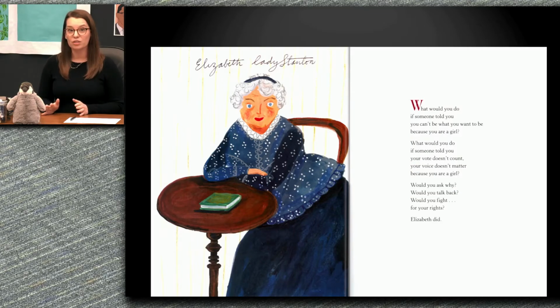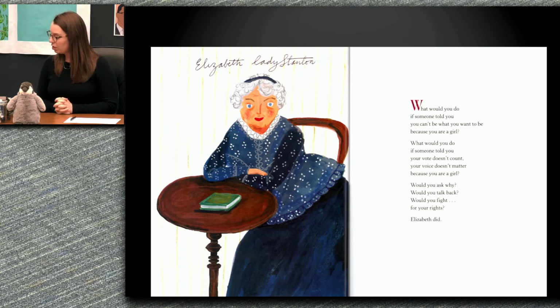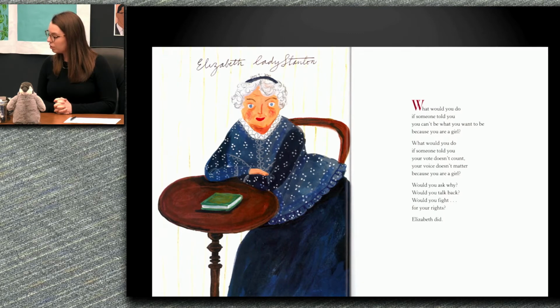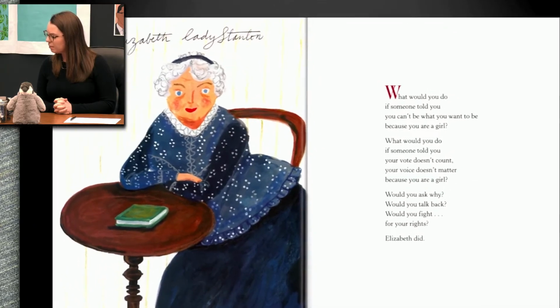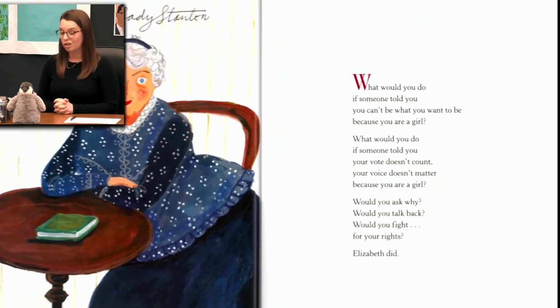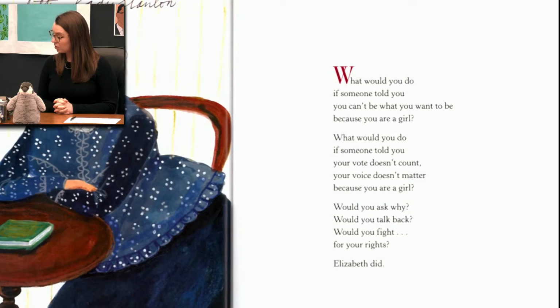So this is the author's introduction. And we know from the beginning that Elizabeth was a fighter. So let's read this to remind ourselves. What would you do if someone told you you can't be what you want to be because you are a girl? What would you do if someone told you your vote doesn't count? Your voice doesn't matter because you are a girl? Would you ask why? Would you talk back? Would you fight for your rights?